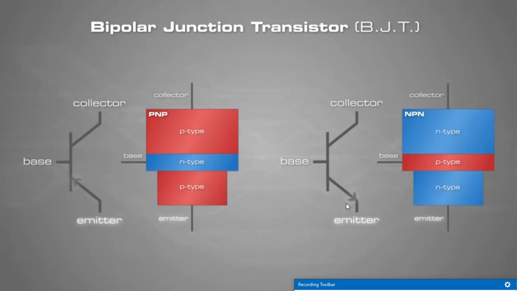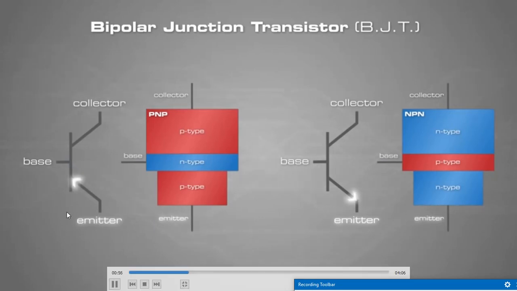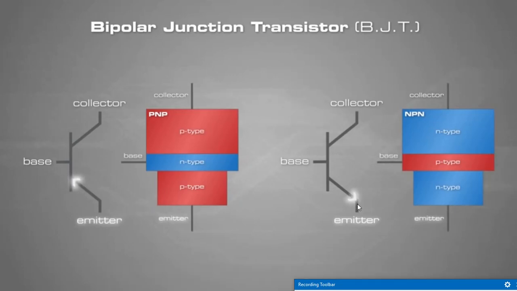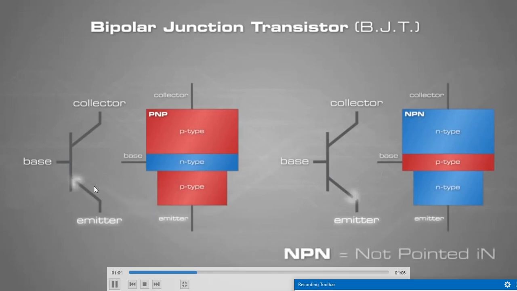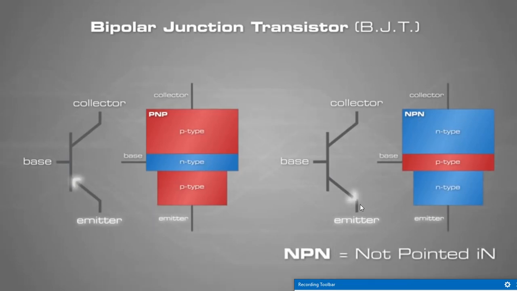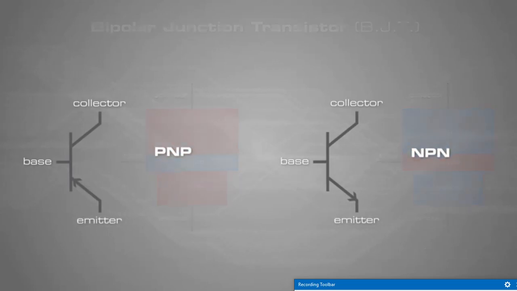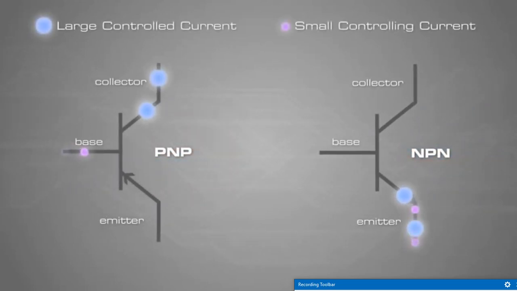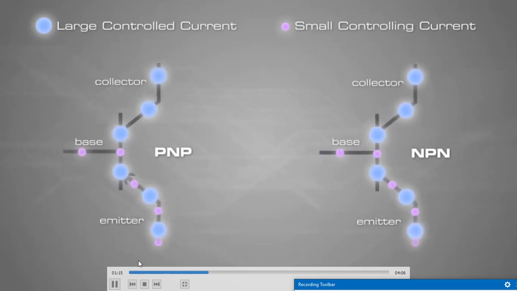Therefore the arrow is represented here on the left hand side. The arrow is inside, so this is a PNP transistor, and on the right hand side the arrow is outside, so this is an NPN transistor. It implies that on the left hand side the holes are flowing, and on the right hand side the electrons are flowing in.